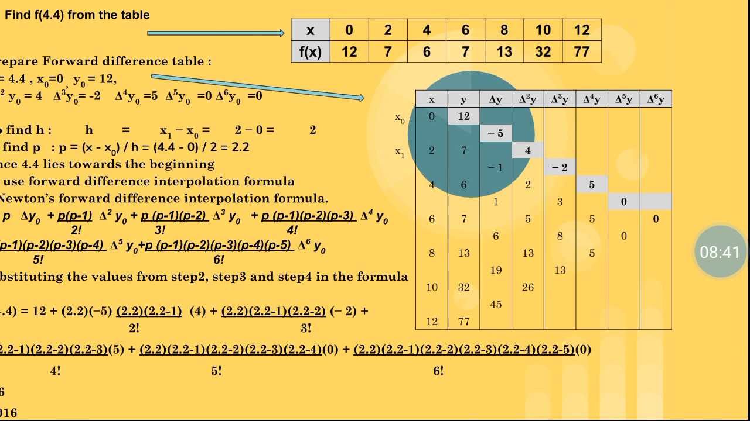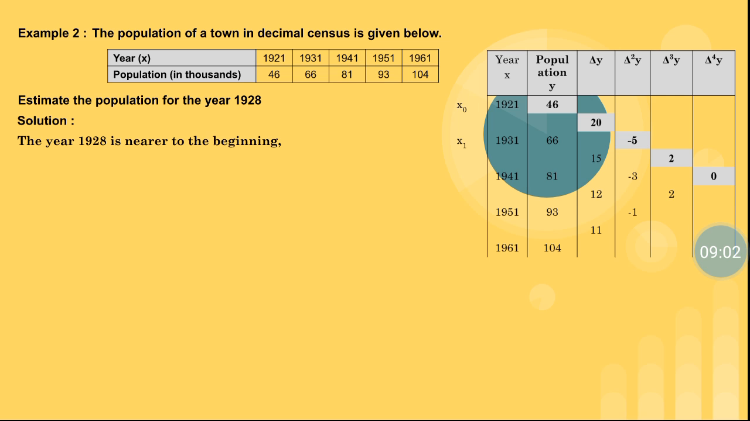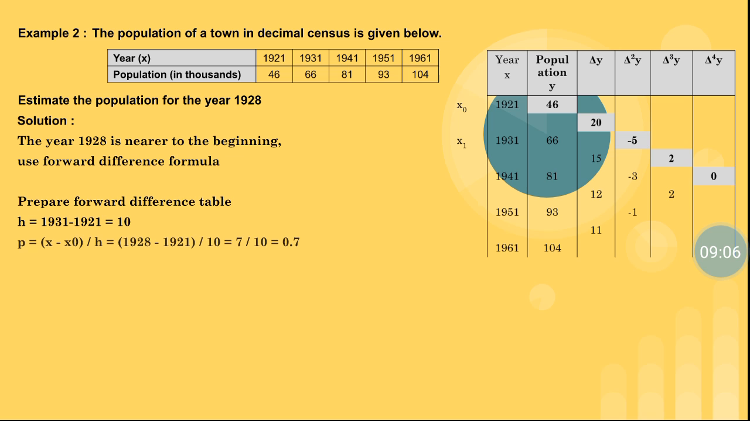Moving on to the next problem. The question is, the population is given. Estimate the population for the year 1928. 1928, again, if you see, is coming in the beginning of the table. Hence we apply Newton's forward. First step, construct the difference table. The forward difference table we prepare. If you see the difference, h is 10.